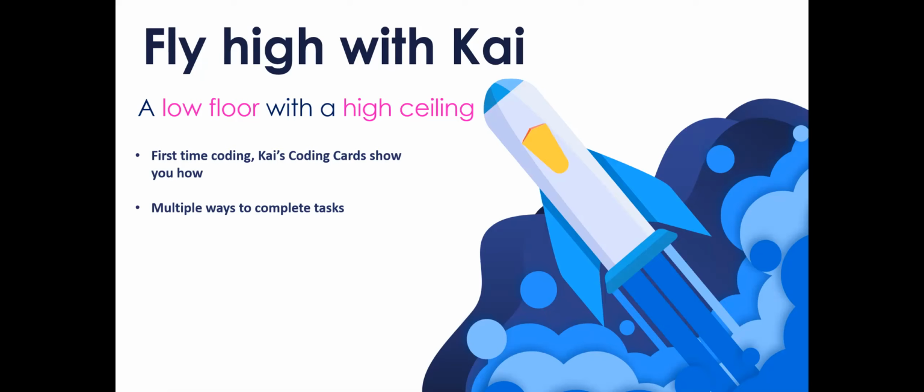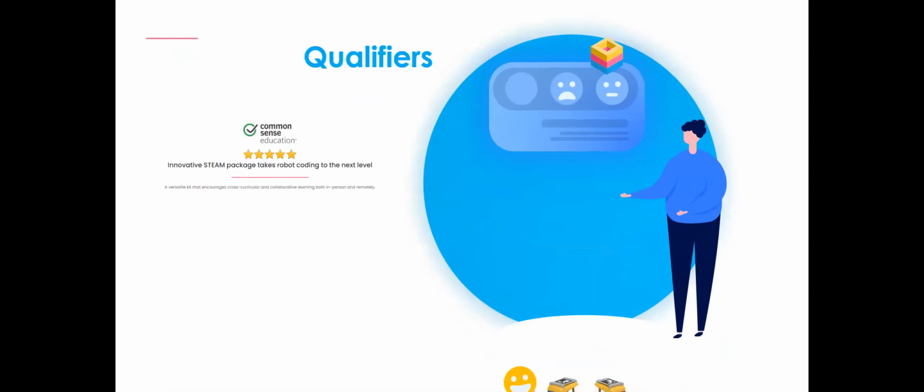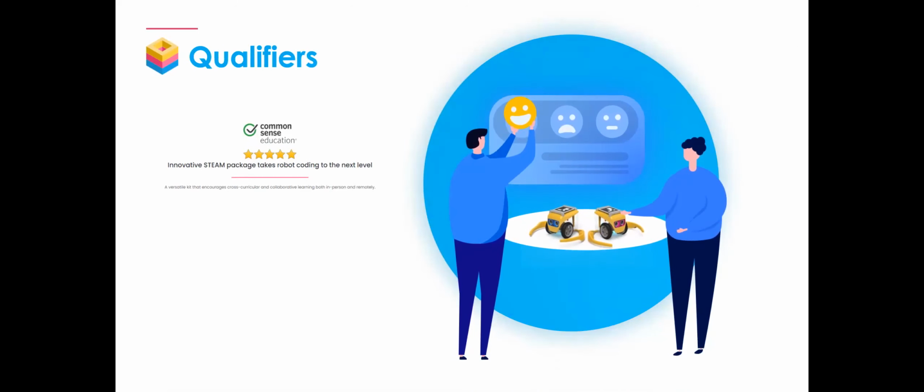So it just depends on the level. We've even got these awesome little coding cards. They show you how to move forward, how to turn left, how to turn right. This comes in the kit, but they're also digital little lessons on the platform. So just a couple of qualifiers from Common Sense. We're really lucky there. We also got the Common Sense topic for learning.